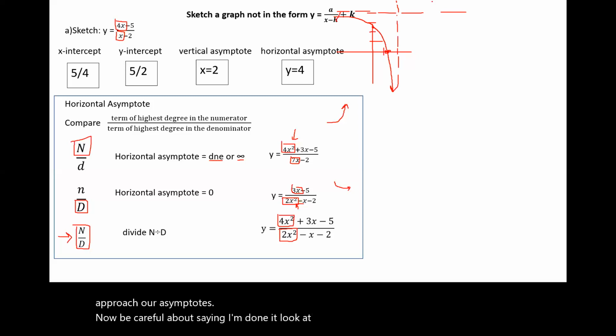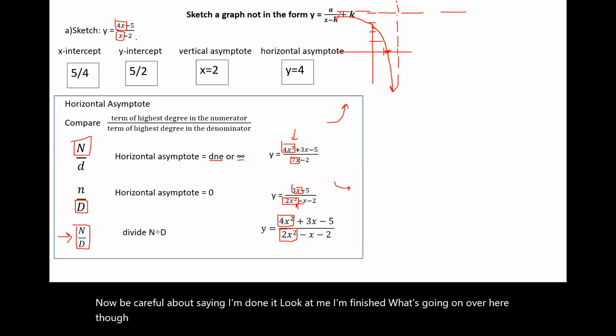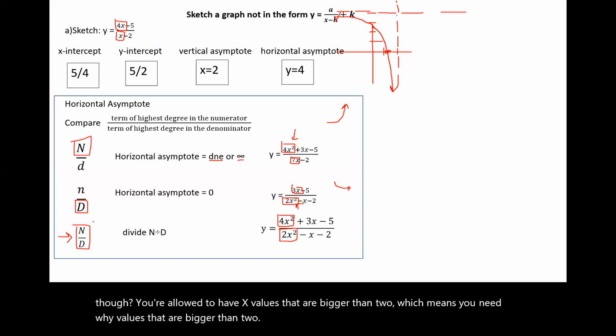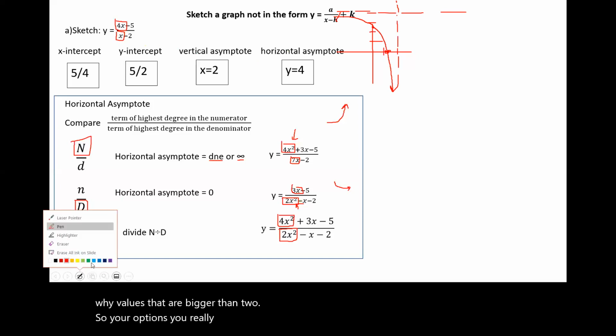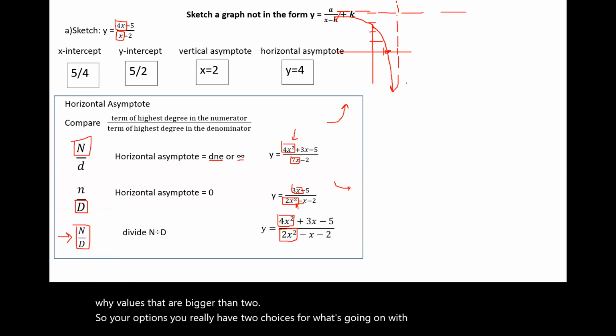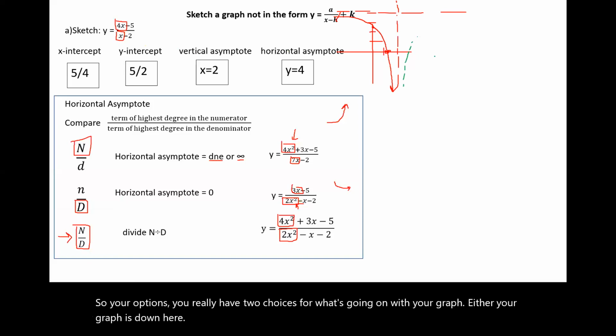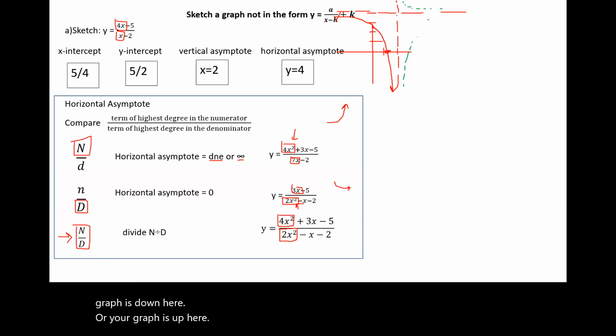What's going on over here though? You're allowed to have x values that are bigger than 2, which means you need y values that are bigger than 2. So you really have 2 choices for what's going on with your graph. Either your graph is down here, or your graph is up here. One of them is obviously wrong. See if you can figure out which one is wrong.